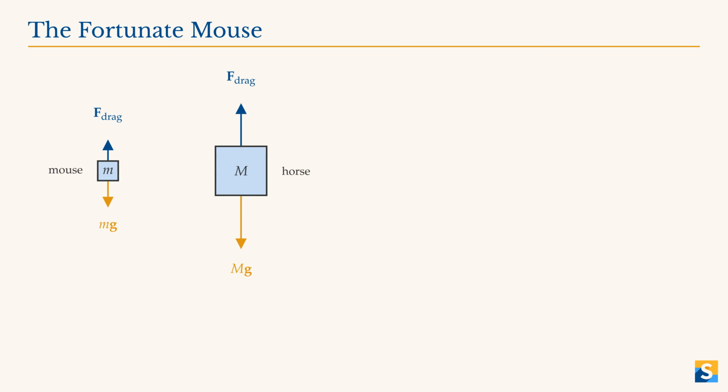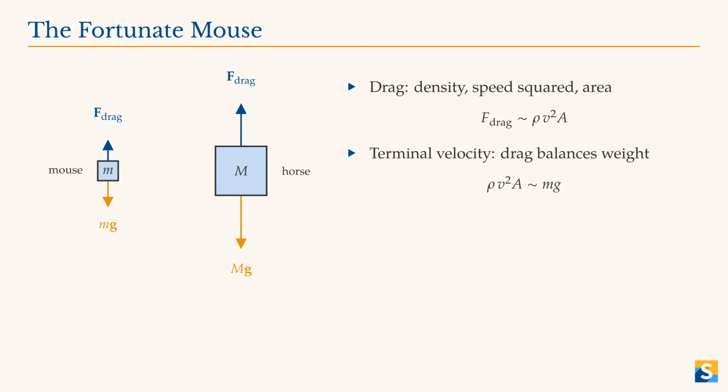This one saves lives, at least for mice. Falling through air, the drag force grows like the density of air, times speed squared, times cross-sectional area. Terminal velocity is where drag balances weight, where you stop accelerating, and weight grows like volume, L cubed. So terminal velocity squared goes like volume over area. One power of size: terminal velocity grows as the square root of L.